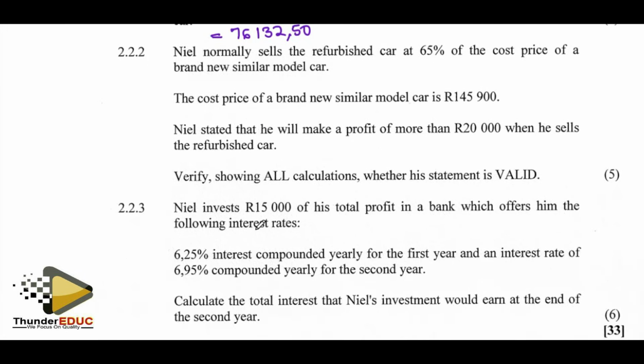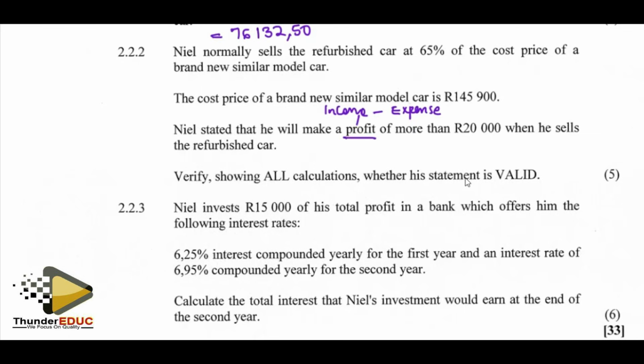Nelly normally sells the refurbished cars at 65% of the cost of a brand new similar model. The cost of a brand new similar model car is 145,900. Nelly says that he'll make a profit of more than 20,000 when he sells the refurbished car. Verify showing all calculations. Now remember, we are looking for profit. So if you're looking for profit, what has to come in your head? You look for income minus the expense. How much have I spent?